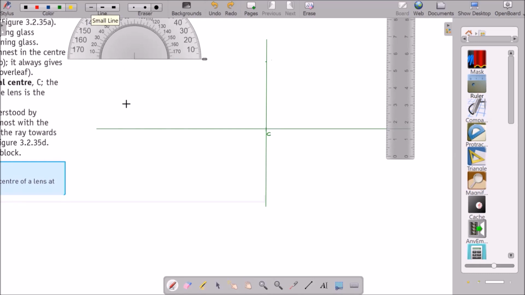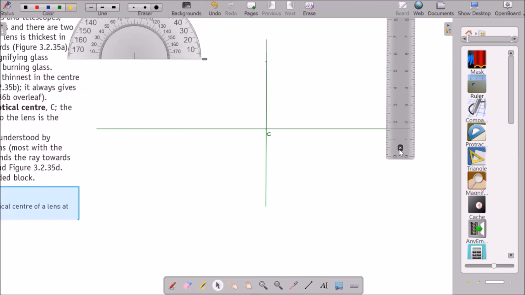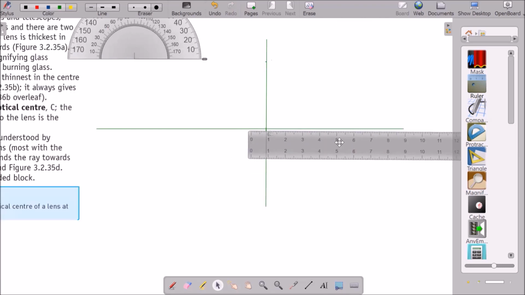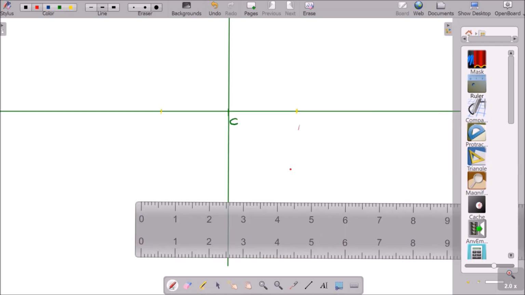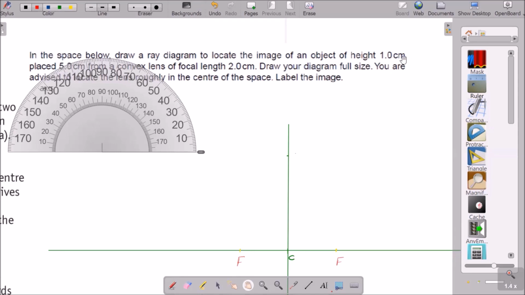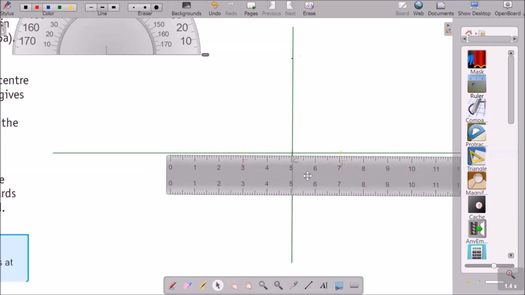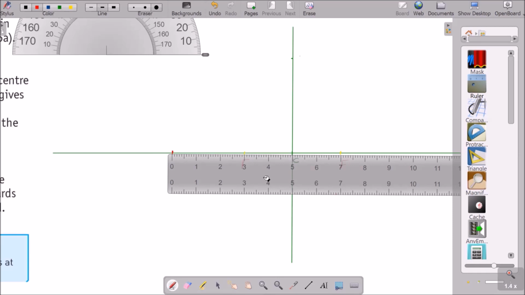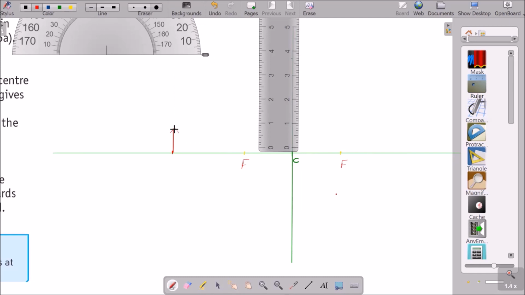Then we have our focal point. We are told in the question, focal length is 2 centimeters. So we measure 2 centimeters from this center. 2 centimeters is here. And we might also want 2 centimeters here. So this is our focal point F. The object is of height 1 centimeter, placed 5 centimeters from a convex lens. So the position of our object is 5 centimeters. We measure 5 centimeters from the center. The object is 1 centimeter high. So again, we use our ruler, measure 1 centimeter. So this is 1 centimeter there.